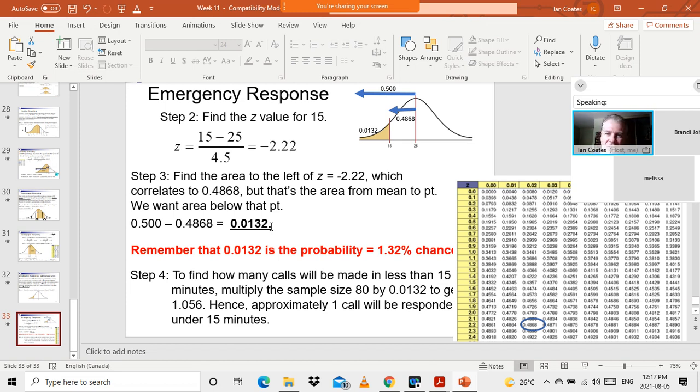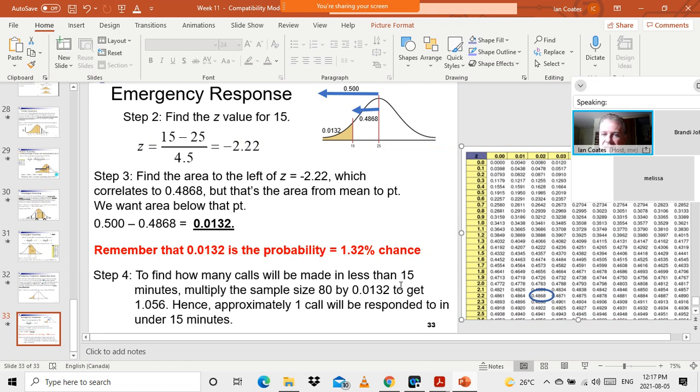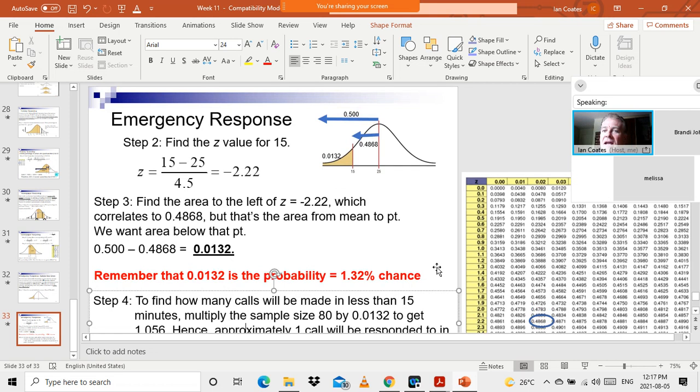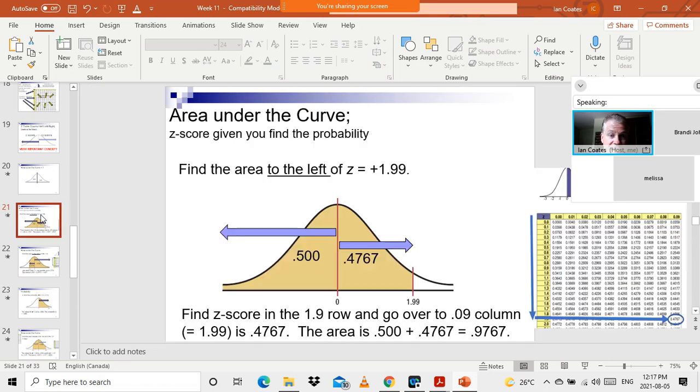But now, you see, I have 80 people that I've thrown into the mix. All you do is take this number and multiply it by 80. And what you actually get is a real world example that out of 80 people, 1.056 calls will be answered in less than 15 minutes. So have a look at these. The most important slide is this understanding, this whole idea of how this works.